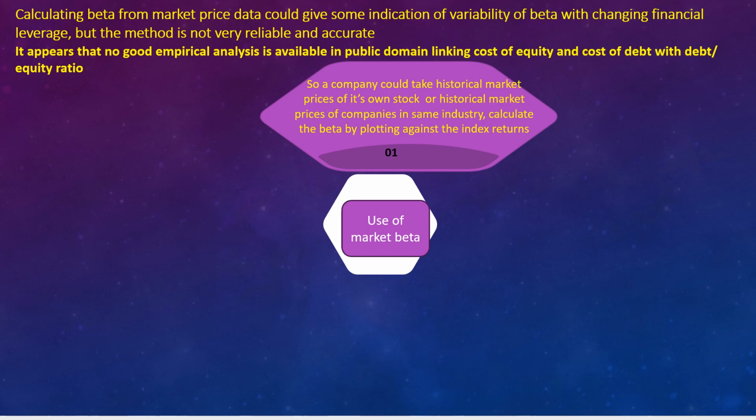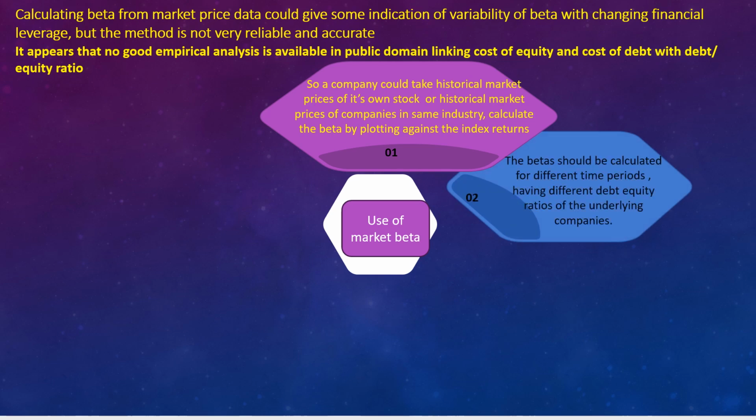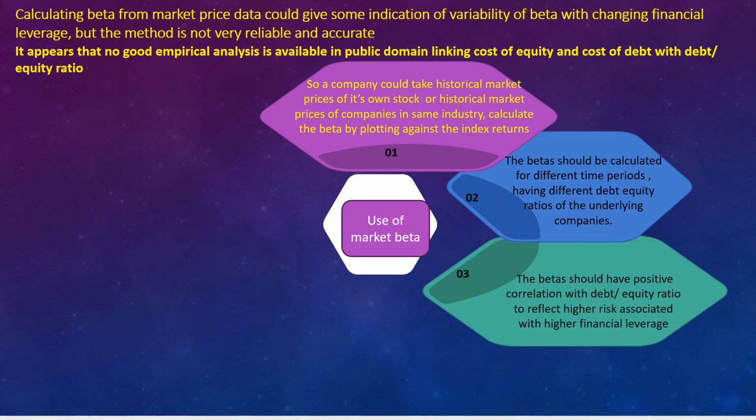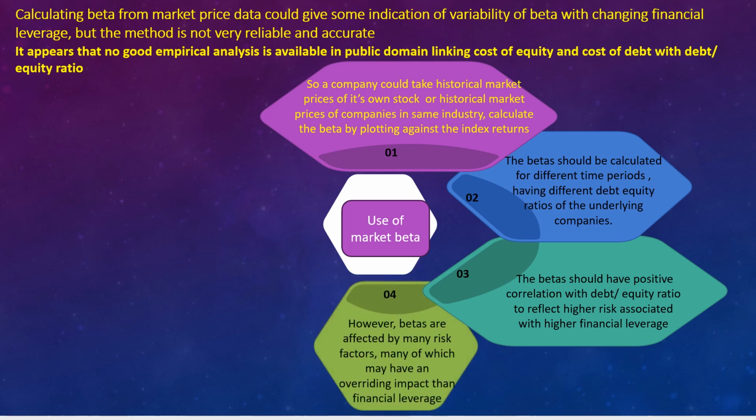Let's examine the use of market beta. A company could take historical market prices of its own stock or historical market prices of companies in the same industry, and calculate the beta by plotting against the index returns. The betas could be calculated for different time periods having different debt equity ratios of the underlying companies. The beta should have positive correlation with debt equity ratio to reflect higher risk associated with higher financial leverage.